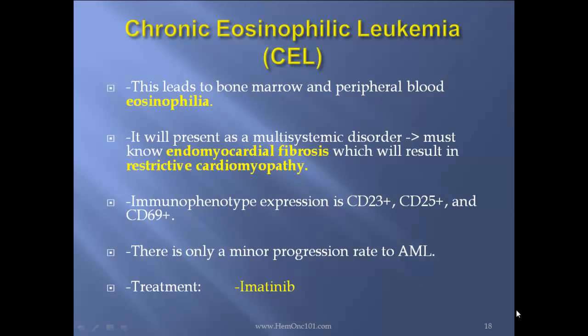This leads to bone marrow and peripheral blood eosinophilia. Will present as mostly systemic disorder. Must know endomyocardial fibrosis will result in restrictive cardiomyopathy. Immunophenotype expression is CD23 positive, CD25 positive, and CD69 positive. There's only a minor progression rate to AML. Treatment, imatinib.